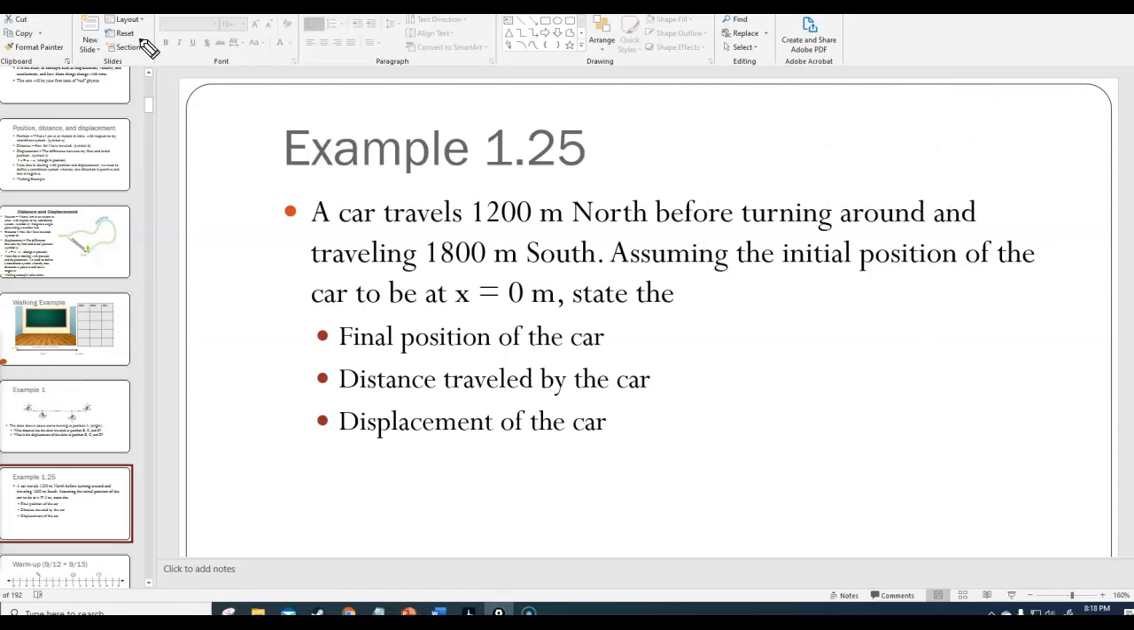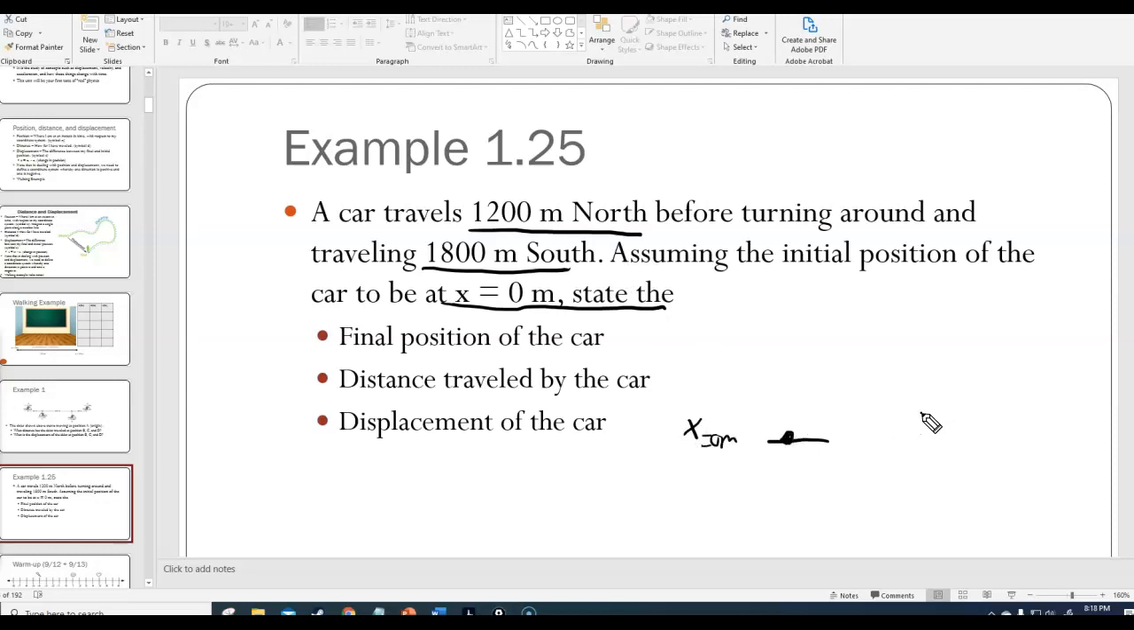Example 1.25 says that a car travels 1,200 meters north before turning around and traveling 1,800 meters south. Assuming the initial position of the car to be at x equals 0 meters, state the final position of the car, the distance traveled by the car, and the displacement of the car. Okay, so let's draw this out. It says that the car starts at x equals 0 meters. Now, of course, they start talking about north and south, so now I need to establish some type of coordinate system.